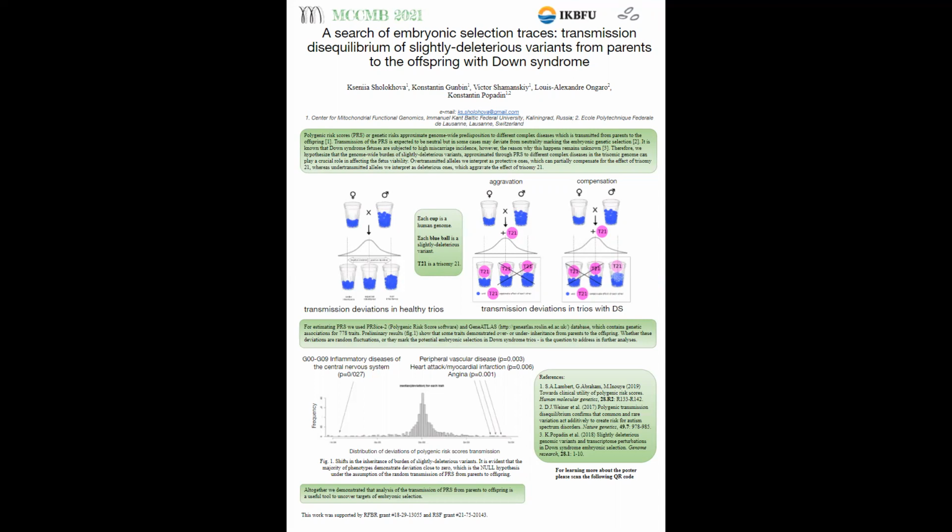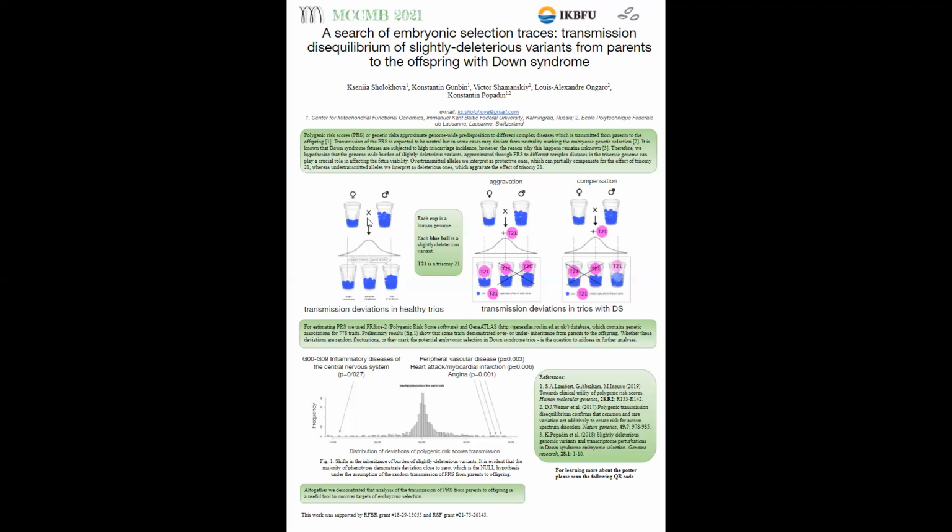What we see in this picture is two cups filled with blue balls. A cup here symbolizes a human genome and the blue balls symbolize slightly deleterious variants. Some people have more slightly deleterious variants in their genome than others. From each parent, it is possible to obtain a huge variety of children's genotypes. You can see this distribution in the diagram.